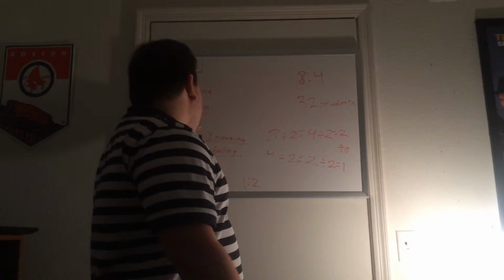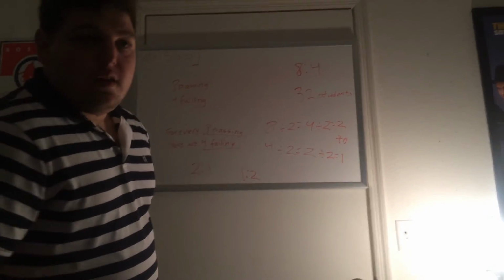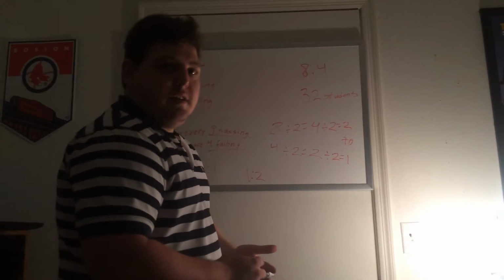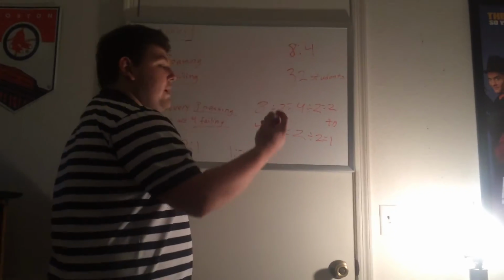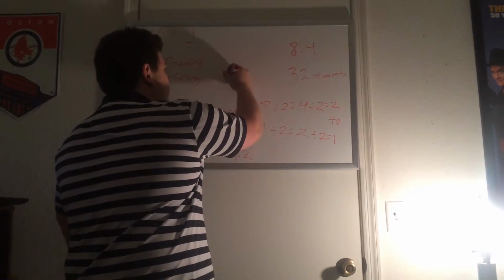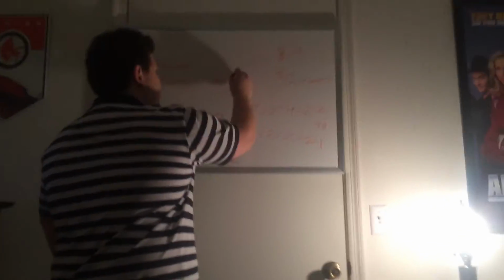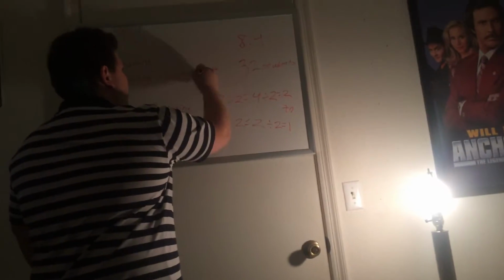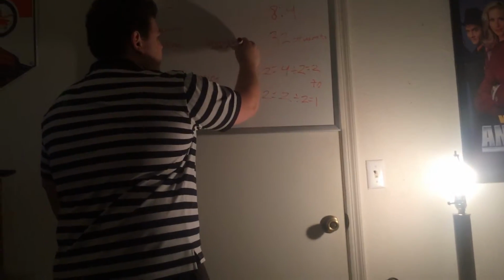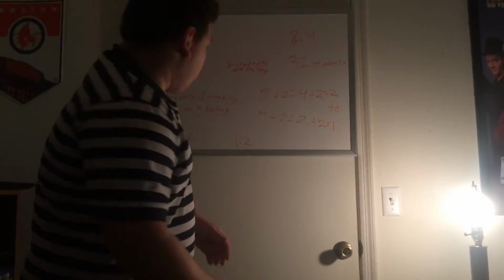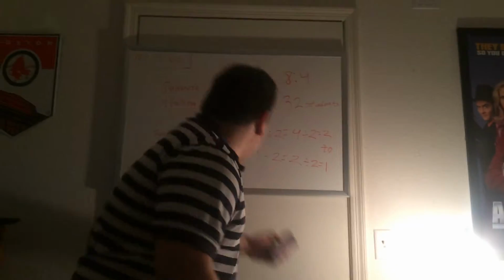Okay, so if we know half are failing, what is half of 32, guys? 16. That's a great answer, class. So you know 16 students are failing. Is that what everyone got? Yes, alright, excellent.